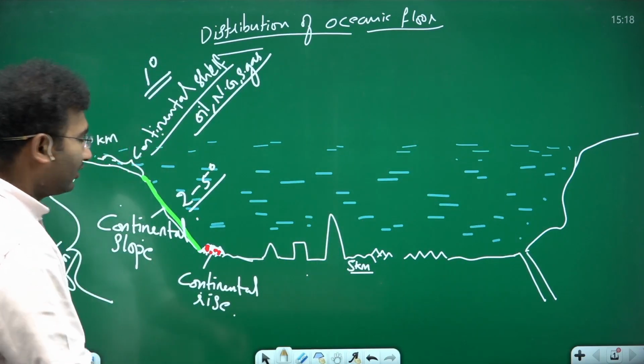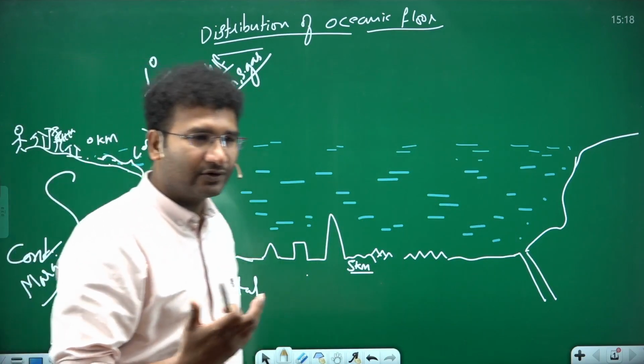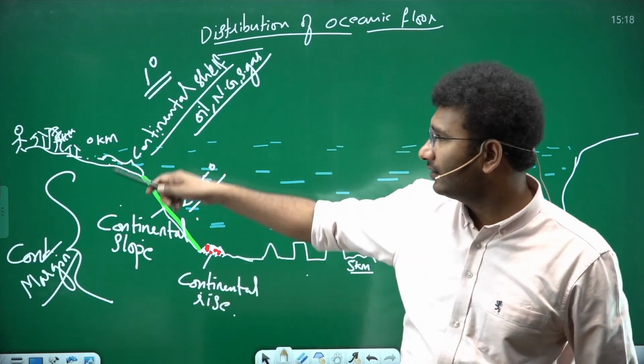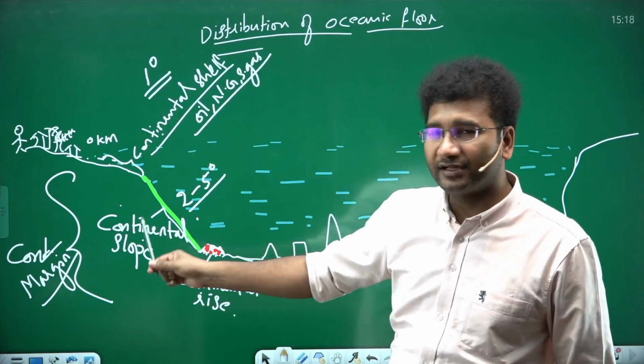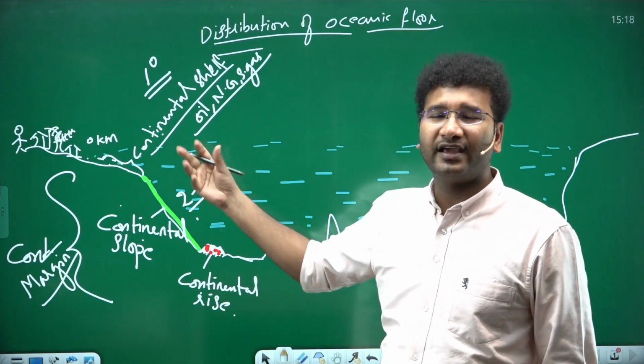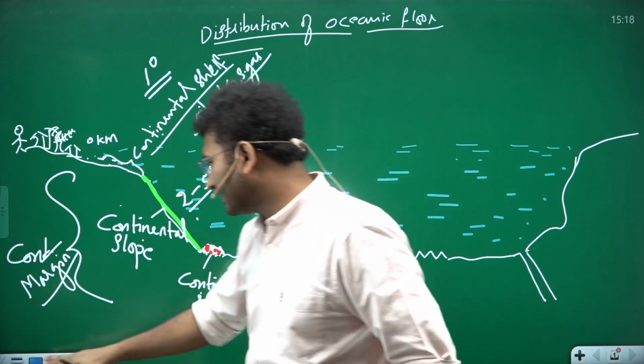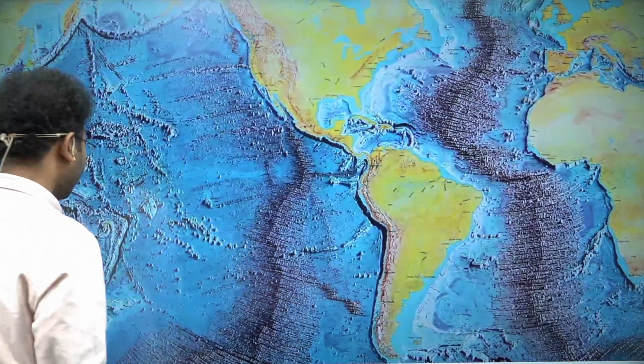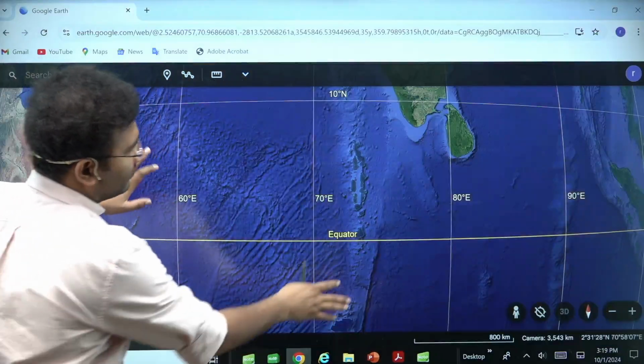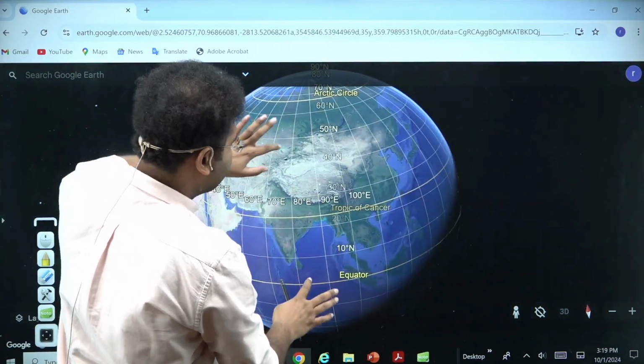So on any side of the ocean, if you are finding continental shelf, continental slope and continental rise, they are called passive margins, passive margin of the continent. In simple words, this is the area where the extension of the continent has taken place into the oceans.